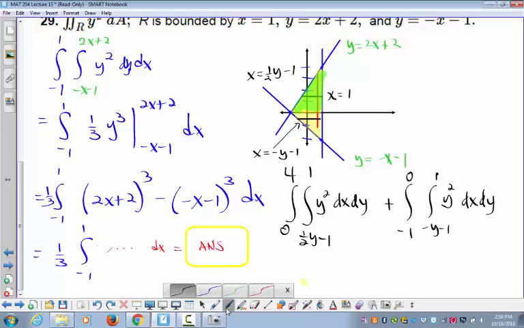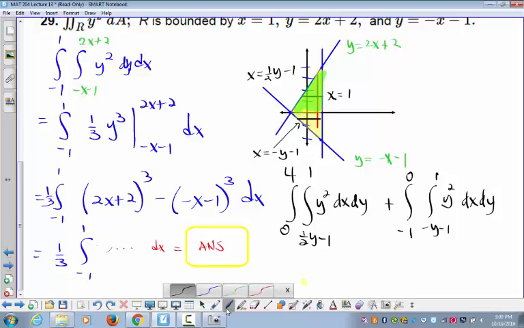Say that again? Shouldn't it be dy dx? The y's are going on the outside because we have a horizontal element. So for each y, there's a horizontal element. If we have a horizontal element, y is on the outside. The way I remember that is I'm thinking of the horizontal element sliding through the region for y values, right? From y equals 0 to y equals whatever.